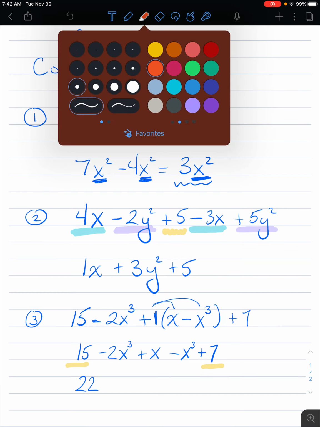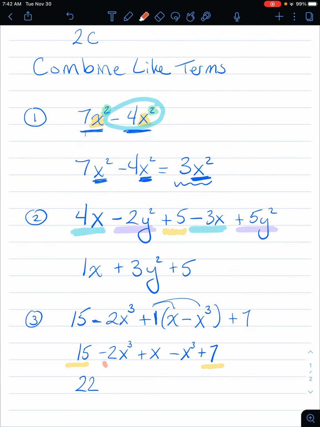Let's see if we have any other like terms. So we have negative 2x cubed and a negative x cubed. So negative 2 plus a negative 1 is negative 3x cubed. And then the last thing I see is this x, and we're just going to bring it along.